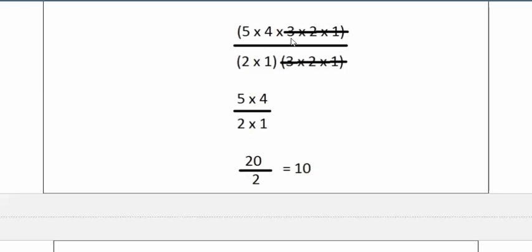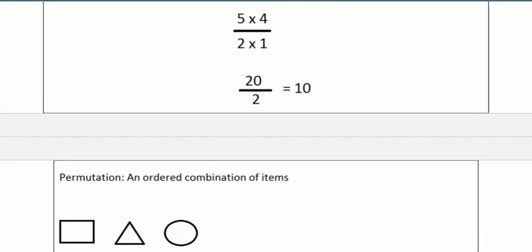And also, before we move on, I want to say it's good to cancel as many numbers as possible. That's why I canceled 3, 2, and 1. So yeah, 5 times 4 is 20. 2 times 1 is 2. Then 20 divided by 2 is 10. That's the answer. You just divide the fraction.